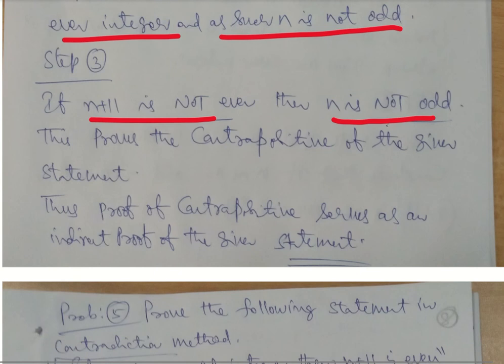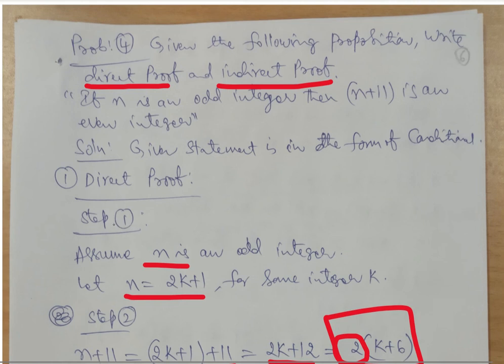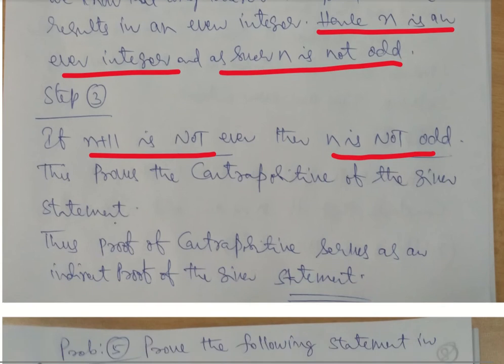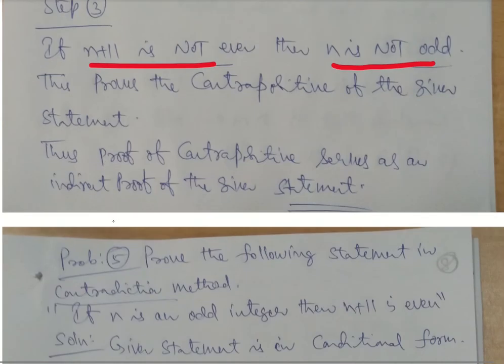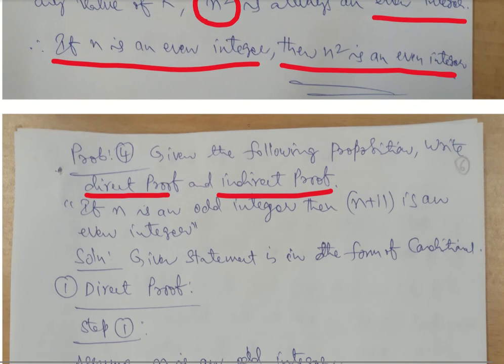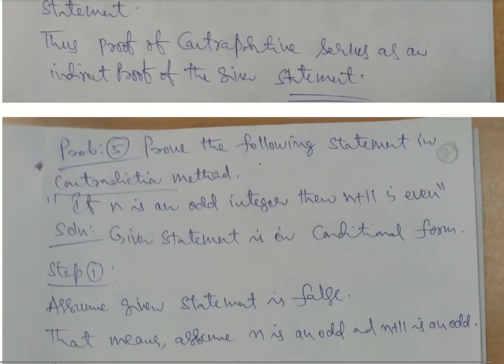Since we have proved the contrapositive to be true, logically P implies Q, I can get to the main statement, that is, if n is an odd number, then n plus 11 is an even integer. So we could prove the statement as true using the contrapositive method, which is nothing but proof by an indirect method of proving the statement. So this is how we could do it.